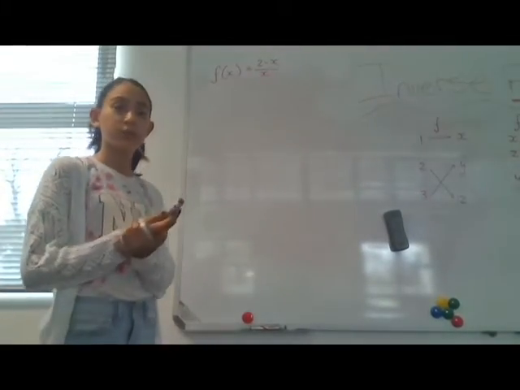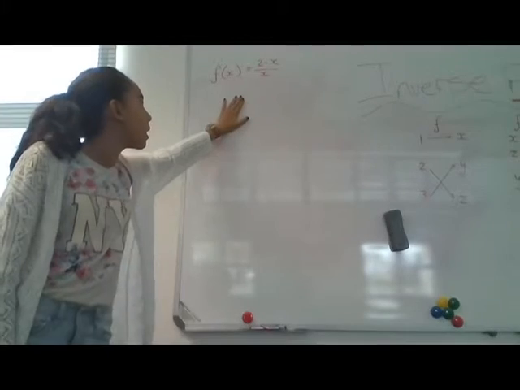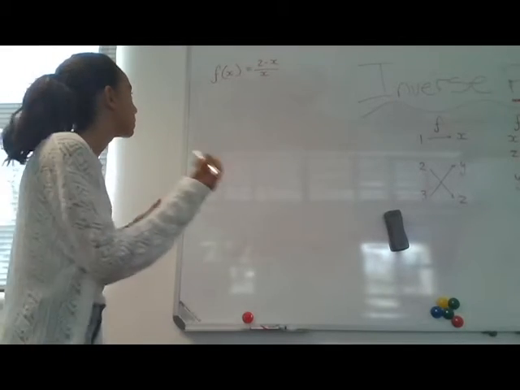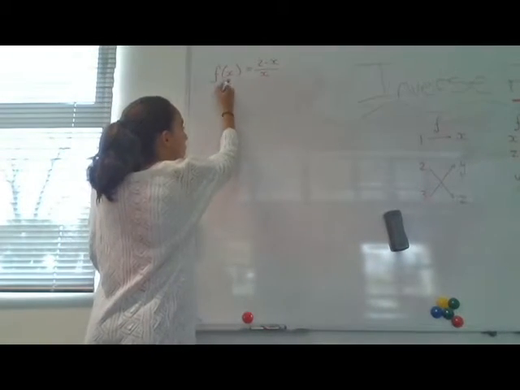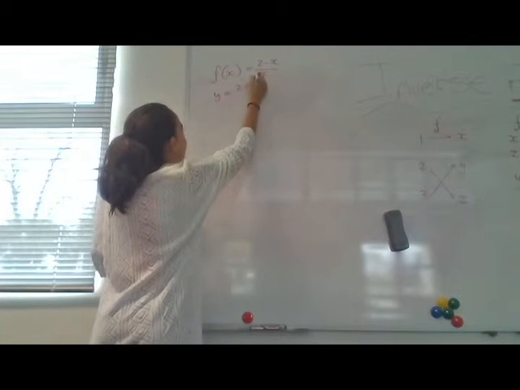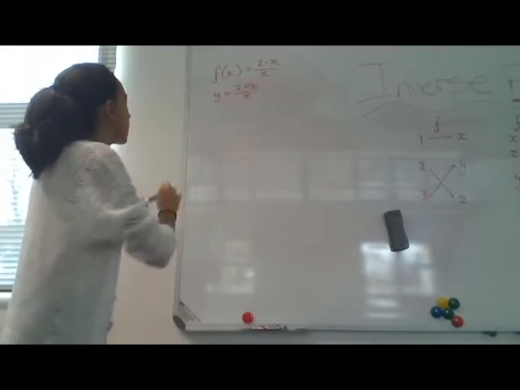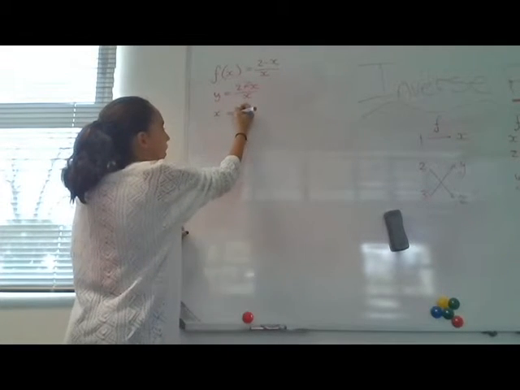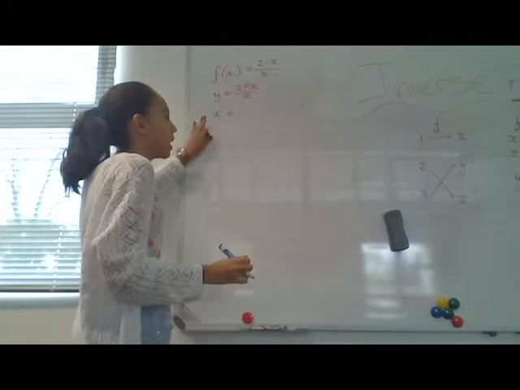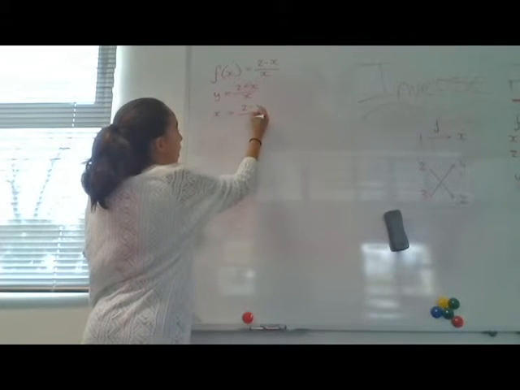Now, if you guys want a real challenge, here's a challenge. It's f of x equals (2 minus x) over x. Now, to do this, we have to make it equal to y. So we do y equals (2 minus x) over x. Then we put y as x. We do variable interchange. So we do x equals (2 minus y) over y.